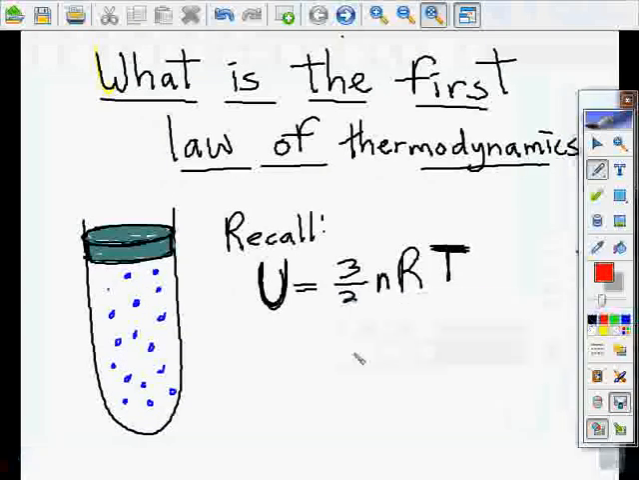What is the first law of thermodynamics? Well, recall, if you know the number of moles and the temperature of a gas, you can calculate the internal energy. So the question is, how could we increase that internal energy? If we want to increase that internal energy, there's two main ways.